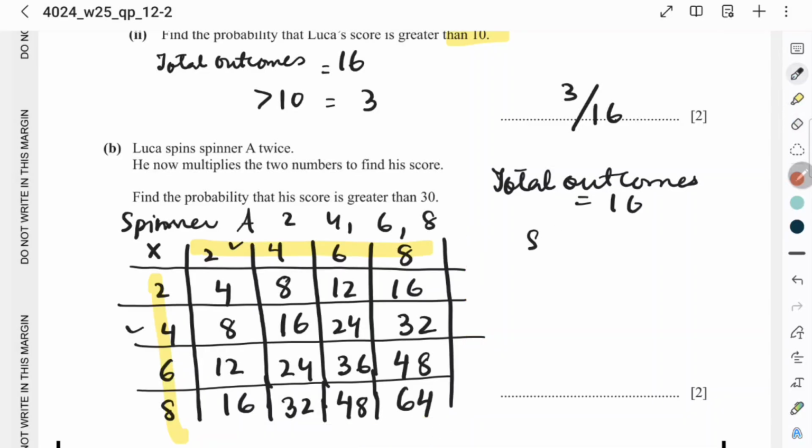And then the score must be greater than 30. Let's count how many are greater than 30. 32, 36, 48, 64, and then you will have 48 and 32. 1, 2, 3, 4, 5, 6, 6 numbers. So the chances will be equal to 6. So you will be writing down 6 over 16.